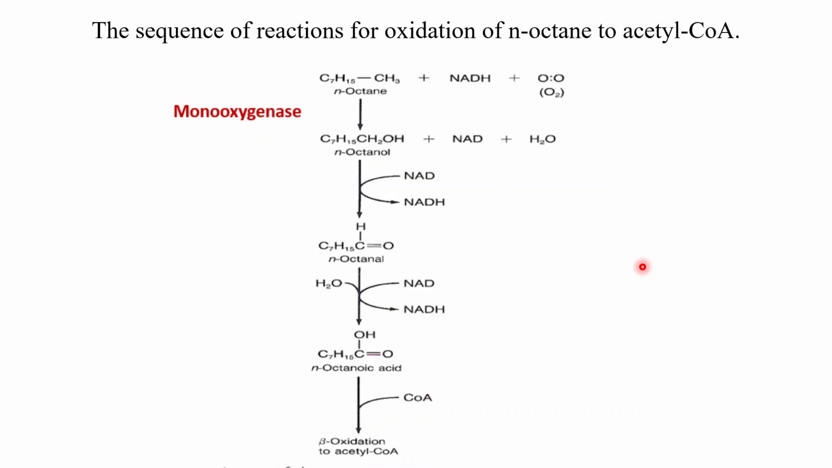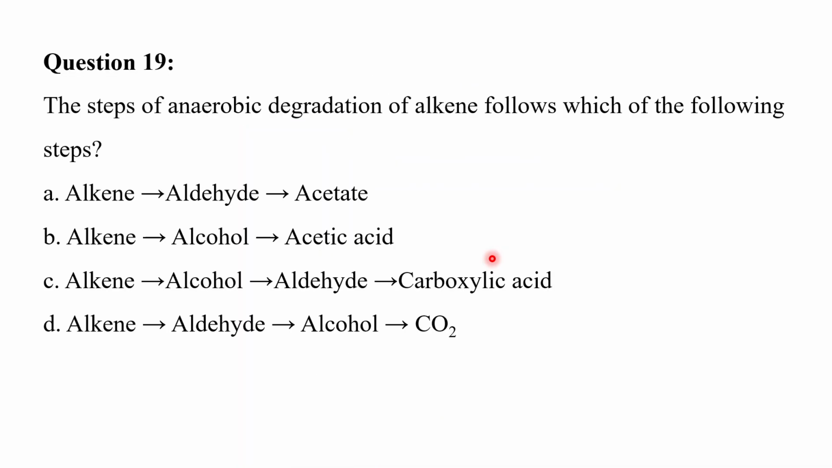So basically, whatever carbon source you have, nature has evolved certain ways to metabolize those carbon sources so that energy can be generated for the particular organism. So if a microorganism grows on octane, it can still make its own ATP for survival. Understood? Yes, ma'am.